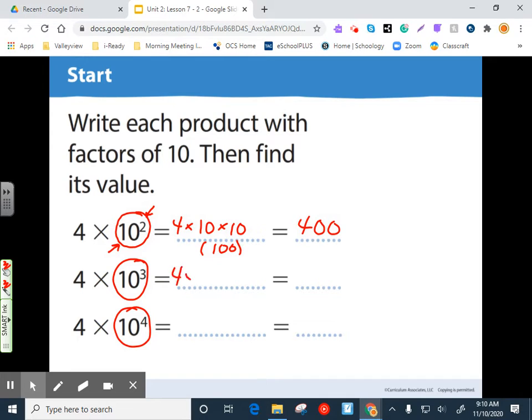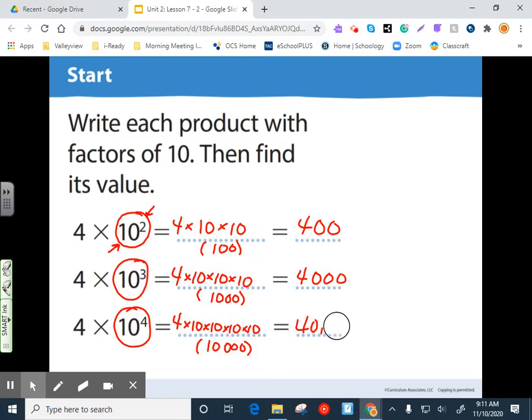This one would be 4 times 10 times 10 times 10. And we know that is a value of 1,000. So this is 4,000. And this is 4 times 10 times 10 times 10 times 10. And that is 10,000. Again, I don't really use commas here to split them up because with using decimals and stuff, I don't want kids to get confused. So this is 40,000. And I just used a comma because I just talked about it, of course. Anyway, that is 40,000, just like that.